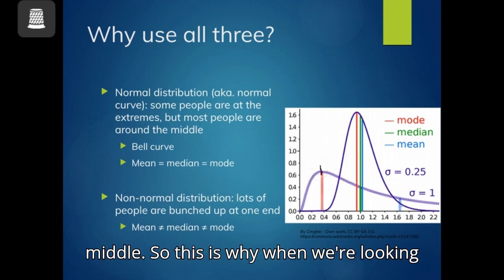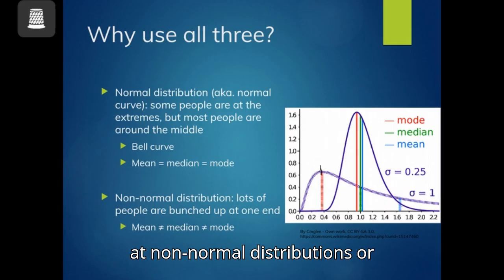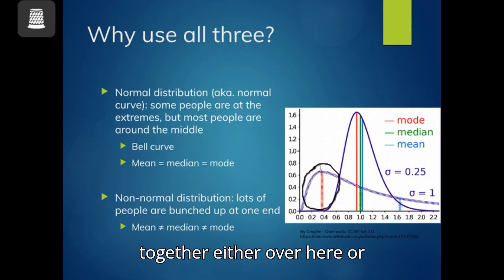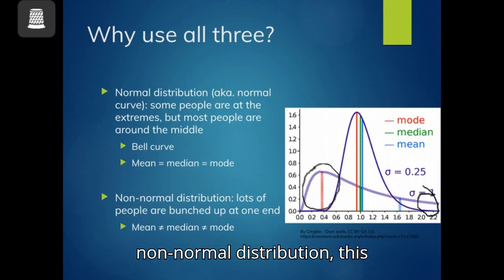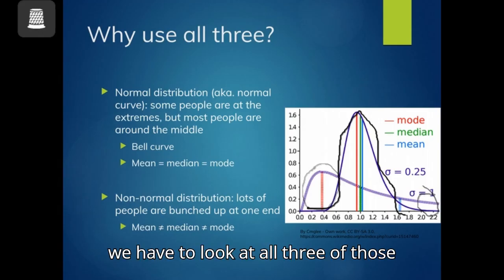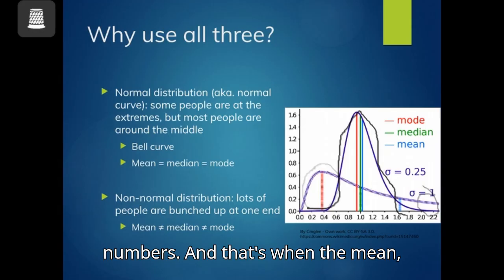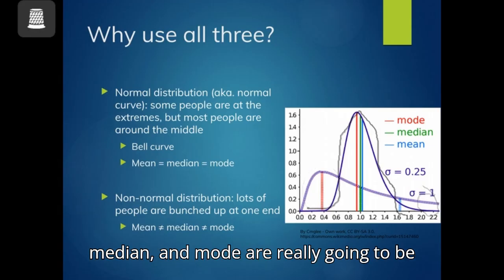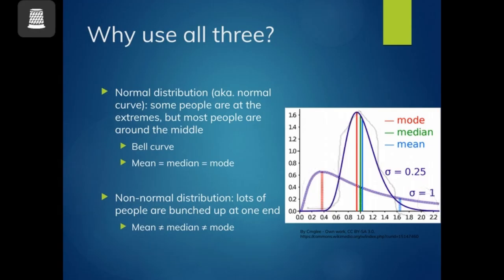So this is why when we're looking at non-normal distributions, where lots of people are bunched together either over here or over here, this non-bell curve that we see here, we have to look at all three of those numbers. And that's when the mean, median, and mode are really going to be different from one another.